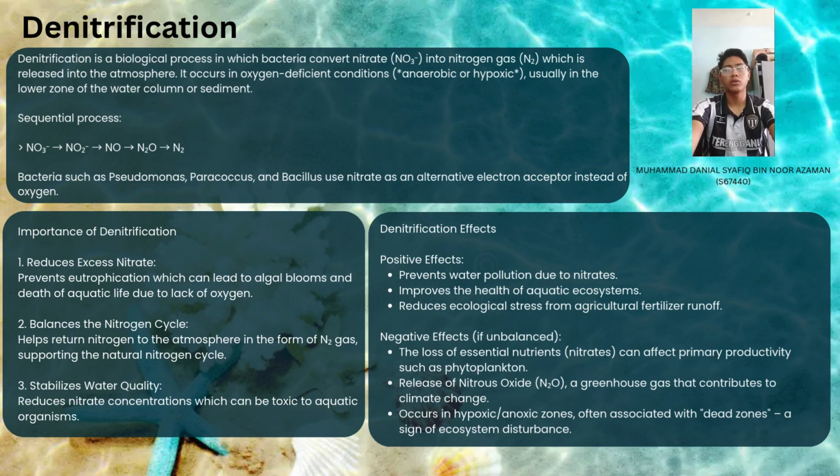But there are also downsides if it is not balanced. For example, it can remove essential nutrients that aquatic plants need, and sometimes it produces greenhouse gases like nitrous oxide, N2O, which contribute to global warming. So, in short, denitrification helps stabilize nitrogen levels in water, but we also need to be aware of its side effects. So that's all.